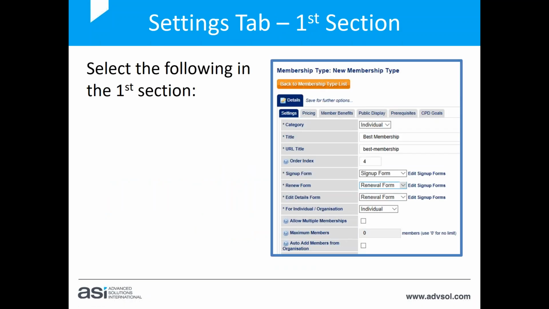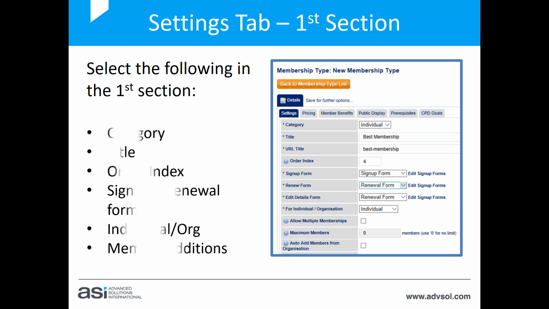Now, in the settings tab, this is the first tab, and it contains most of the information and most of the fields that you need to complete for your membership type setup. Now, it's quite extensive. It's a long tab, so I am going to break it down into 4 sections today. Okay, so we'll do it bit by bit. So in the first section, we have things like category, title, what order you want it to display in, which sign-up and renewal forms you're using, what kind of membership type is it, and other member additions relating to organisational memberships. So I'm going to go into the back end and create a new membership, and we'll go through those fields.